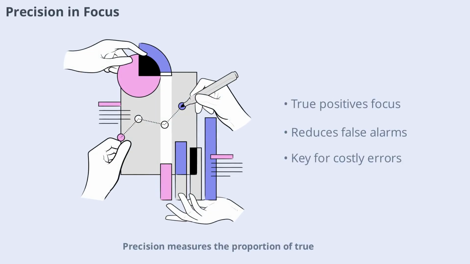Precision measures the proportion of true positive predictions among all positive predictions. In other words, it tells us how many of the items labeled as positive are actually positive. Precision is especially important in cases where false positives are costly, such as spam detection or medical diagnosis. High precision means fewer false alarms. However, focusing only on precision can sometimes ignore the importance of catching all positives, which brings us to recall.